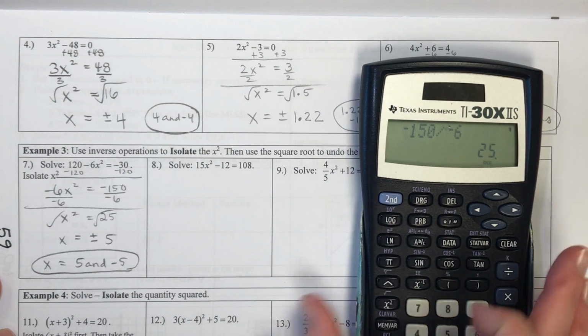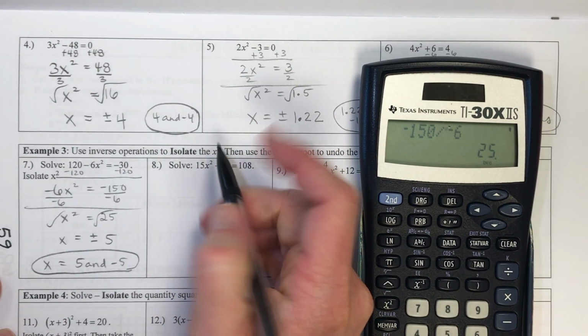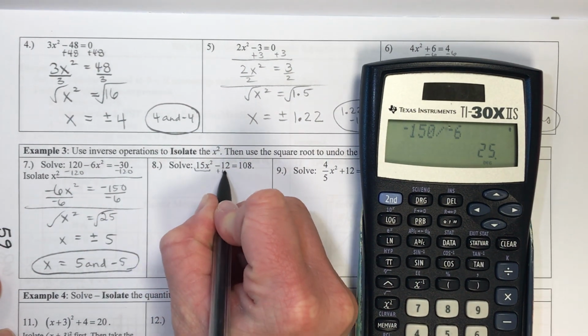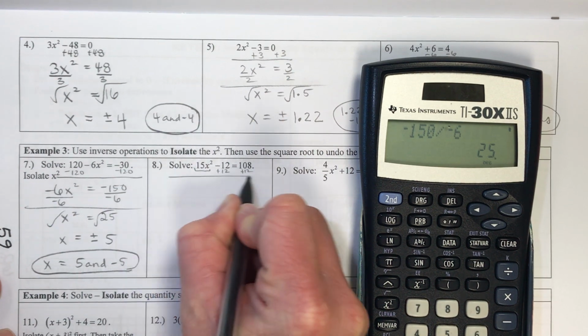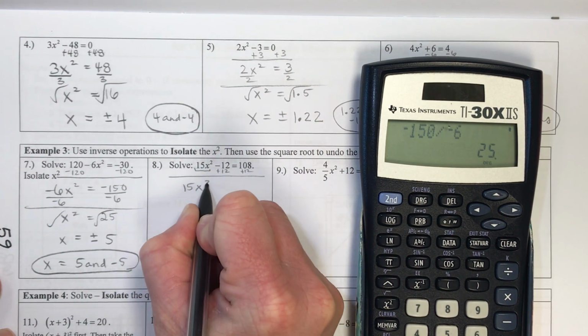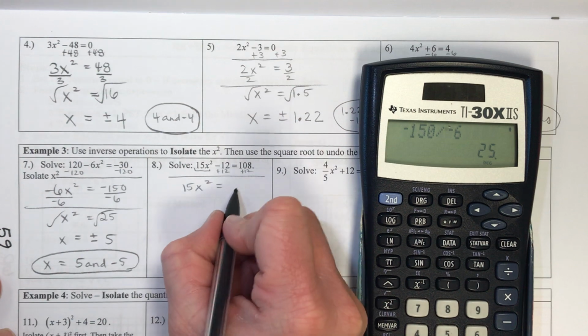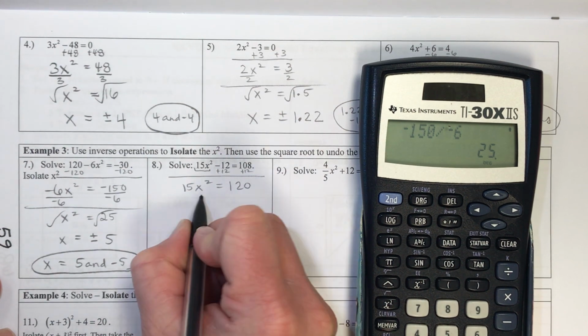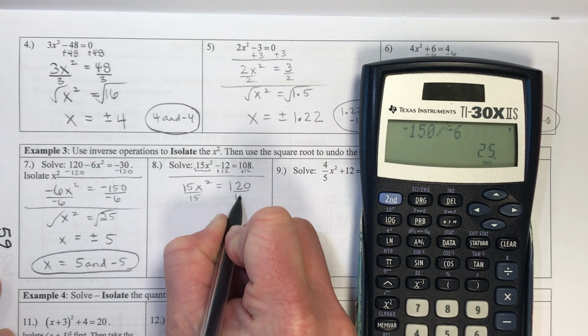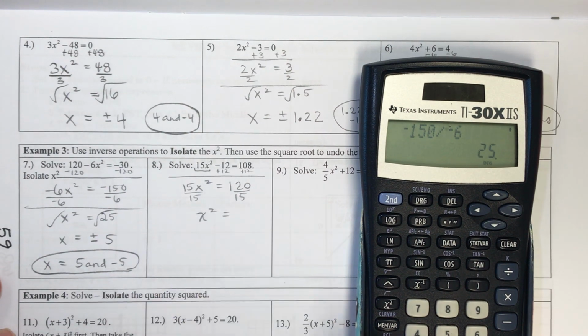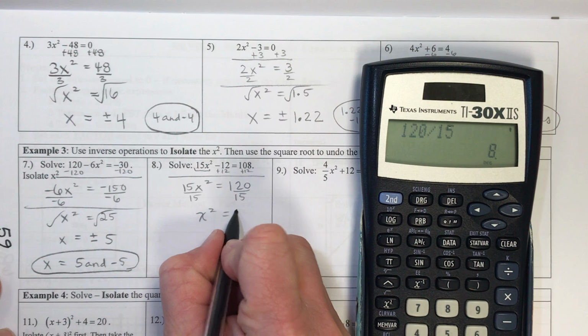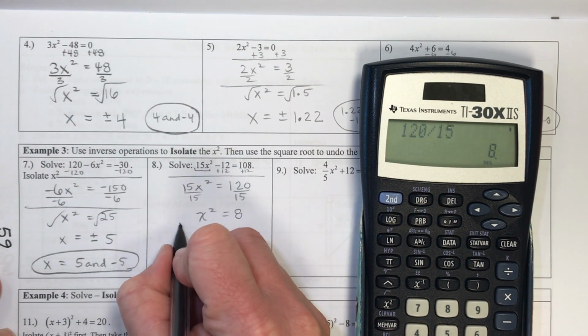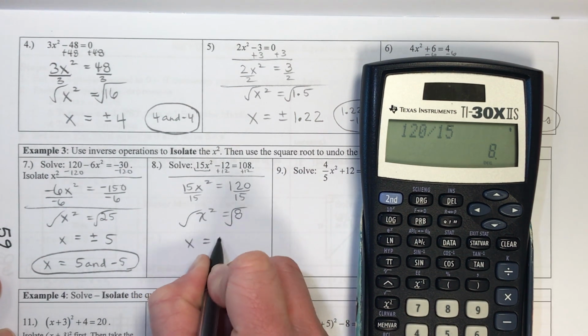Now again, we want to isolate our square term here. We want to get this term alone, so I'm going to add 12 to the other side. 108 plus 12 would be 120. Then divide by 15. And 120 divided by 15 is 8. And now let's apply our square root symbol.